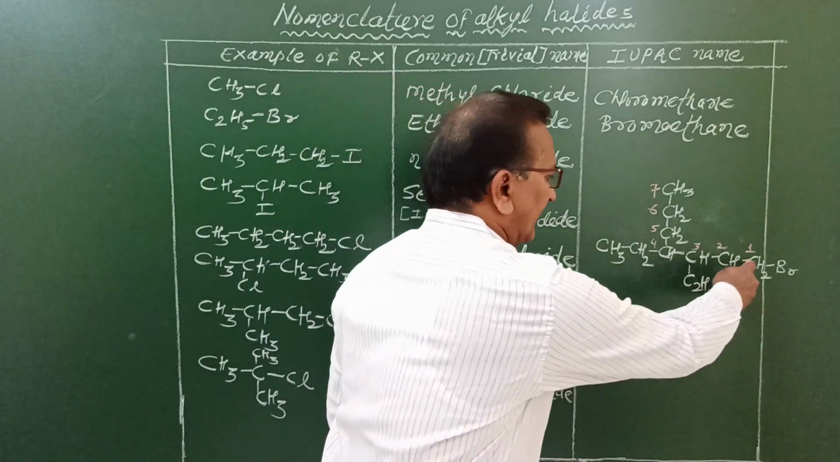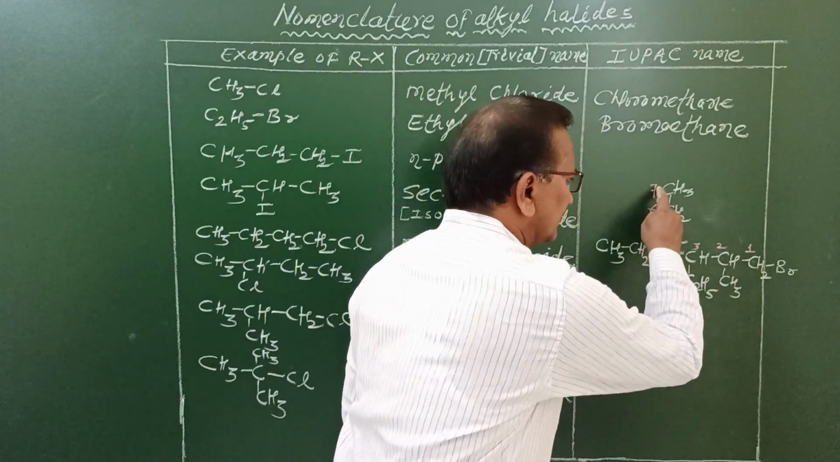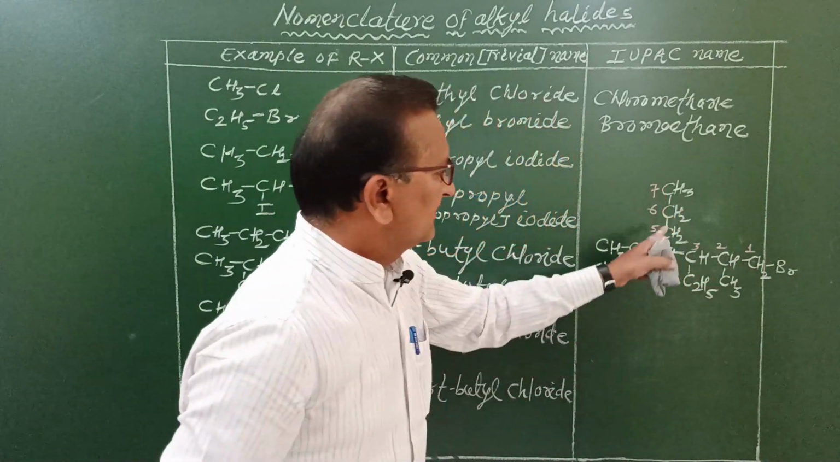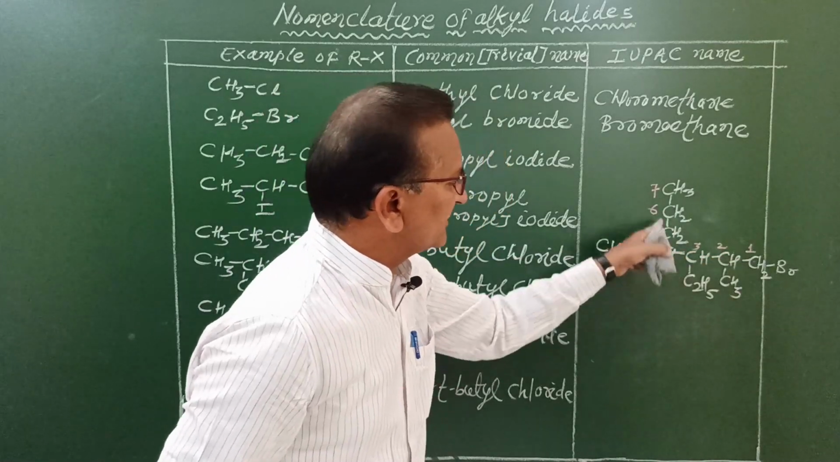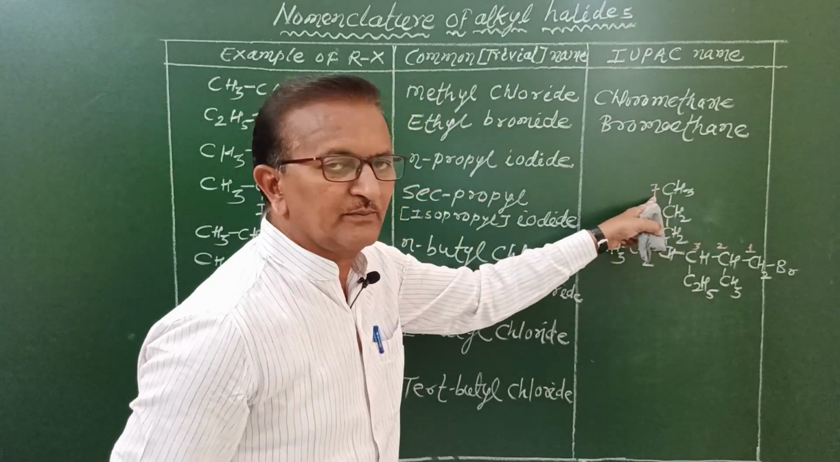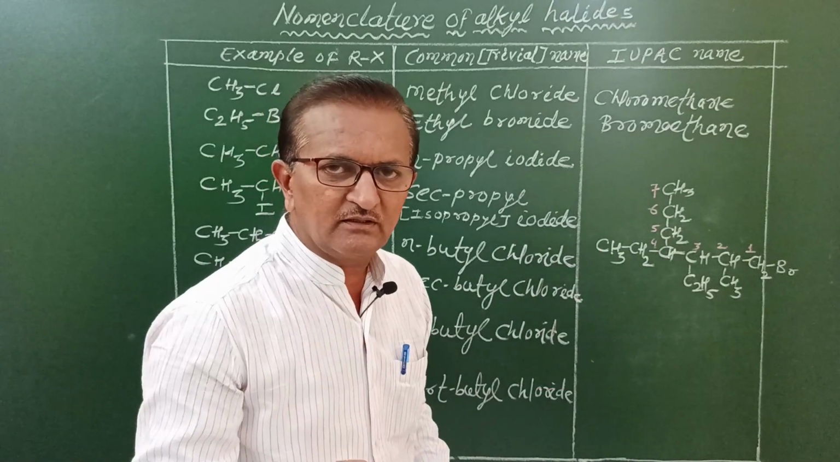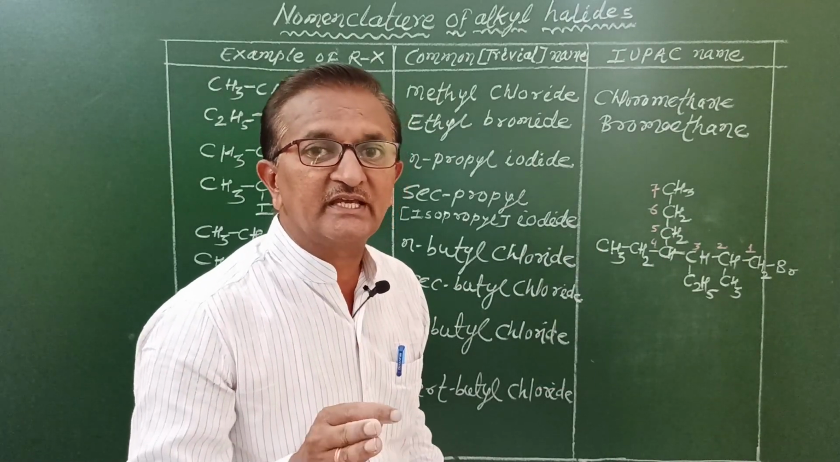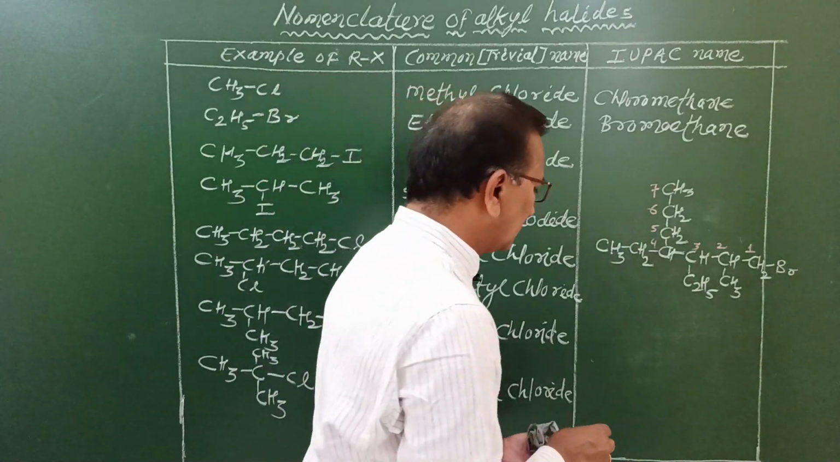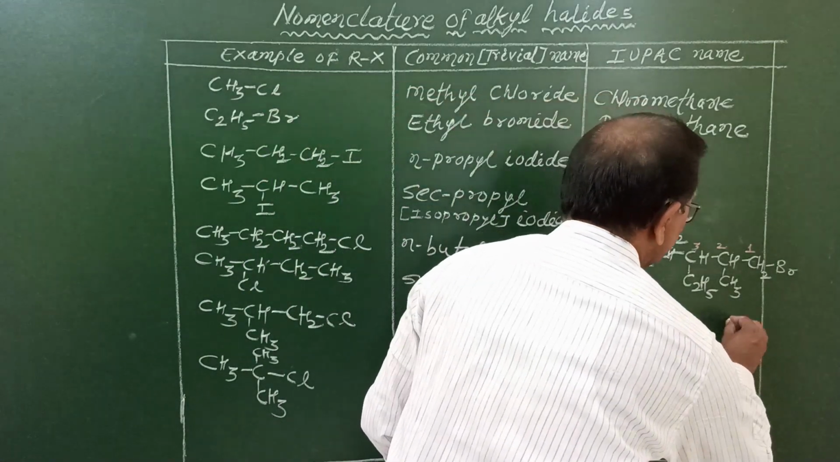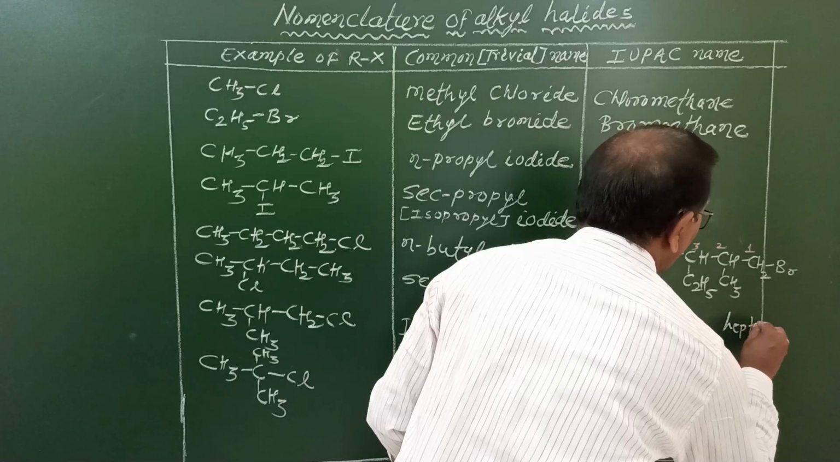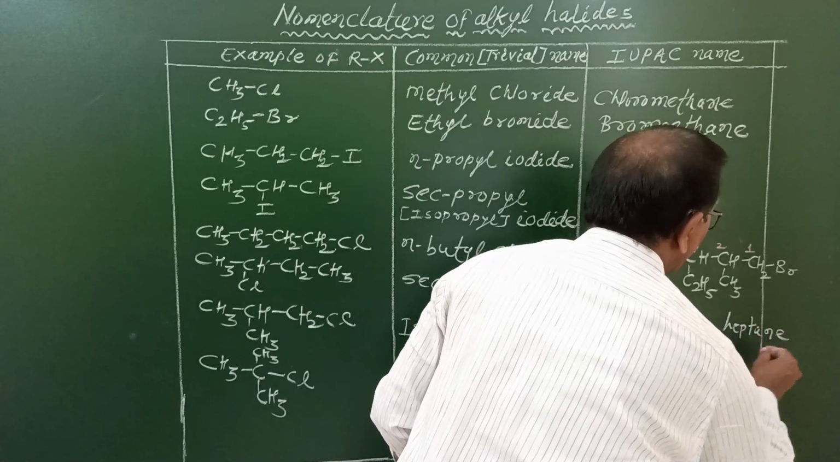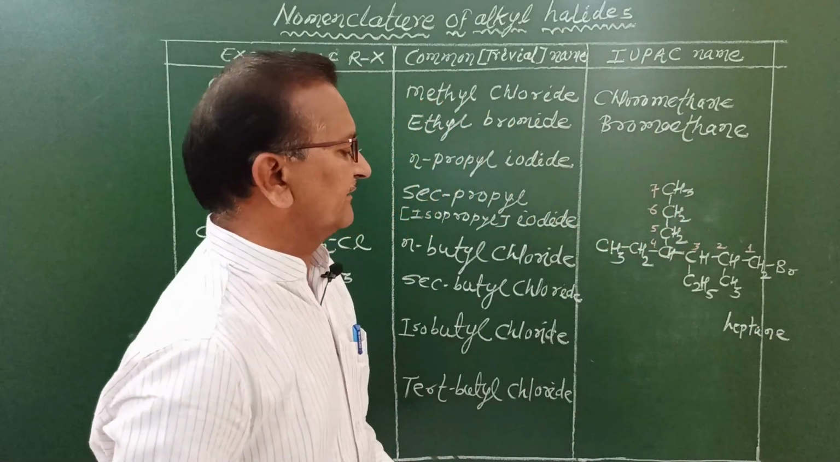Okay. Now already we have numbered this longest continuous chain. In total, how many carbon atoms are there in the longest continuous chain? 7 carbon atoms are there. And we know that an alkane which contains 7 carbon atoms is heptane. So here we'll write the parent name of this compound as heptane.